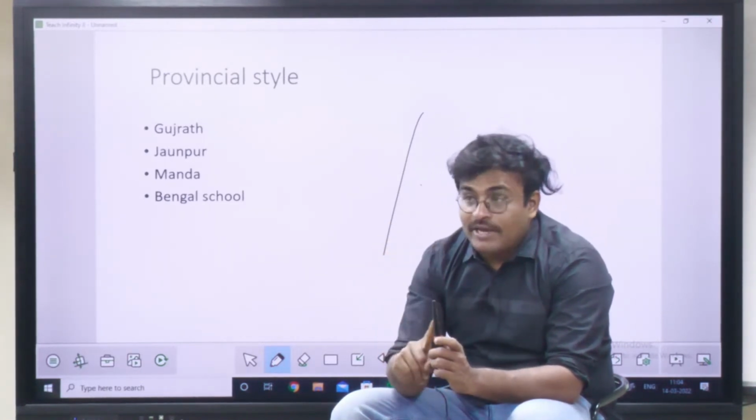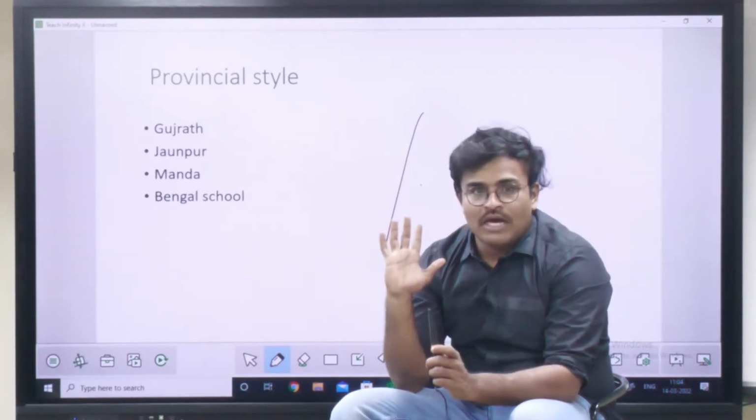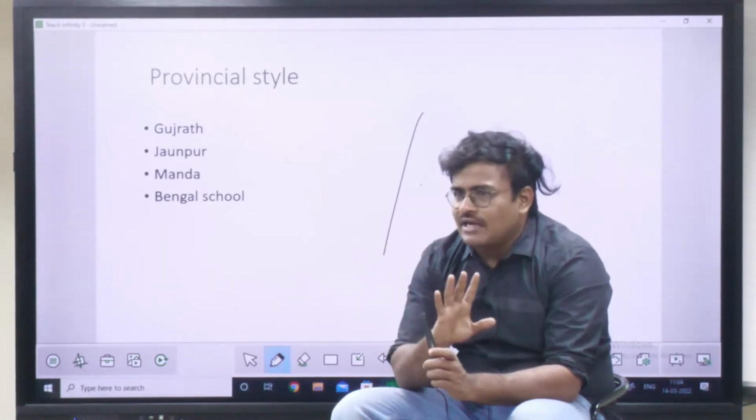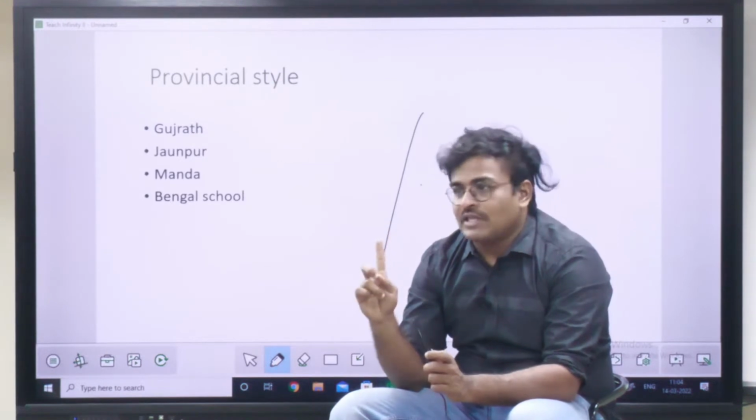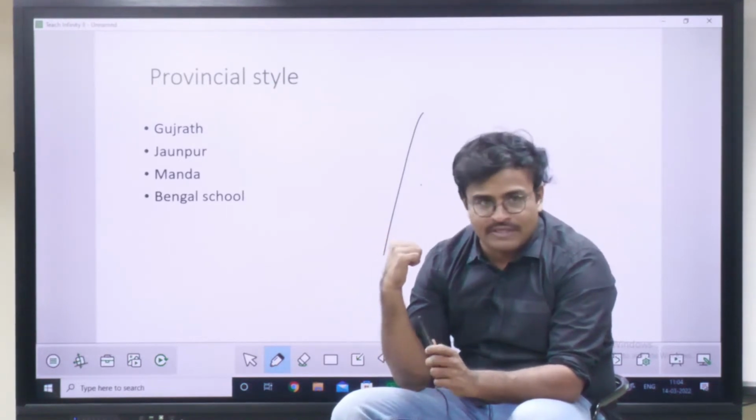Then you will be able to identify this as an Islamic structure. Otherwise, if you go into the interior, exactly the temple and mosque are exactly the same. So that is the most unique aspect of the Gujarat architectural style. Okay, I'll show the images also of the said thing.